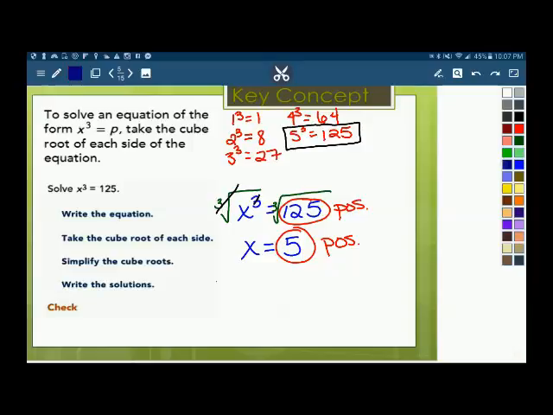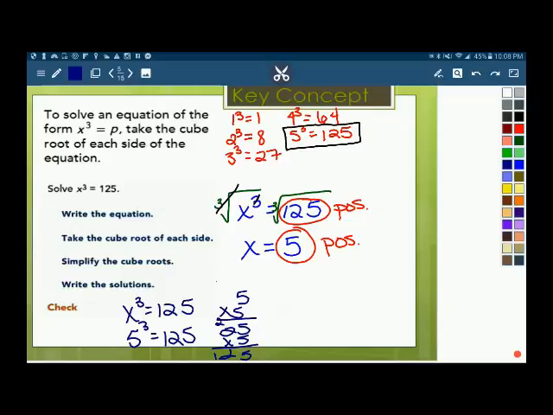I can also check my work by plugging into the original equation. So I'm going to plug in 5 for x. We had x cubed is equal to 125. Really, that's 5 cubed is equal to 125. 5 times 5, that's 25, times another 5, that's 125. So 5 cubed is 125.